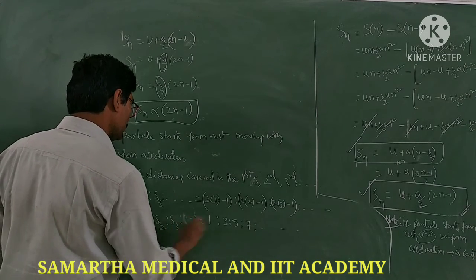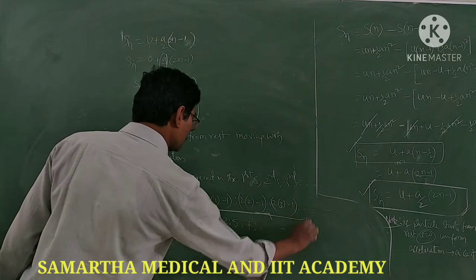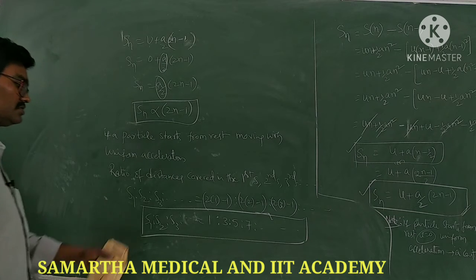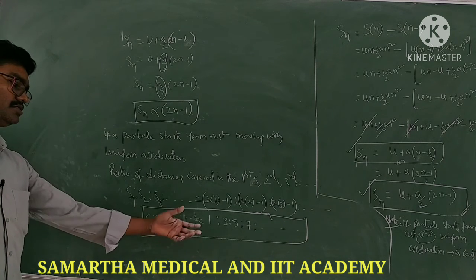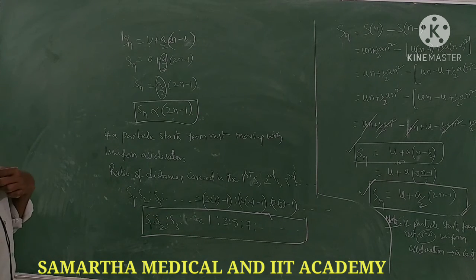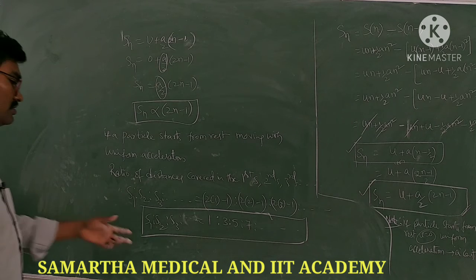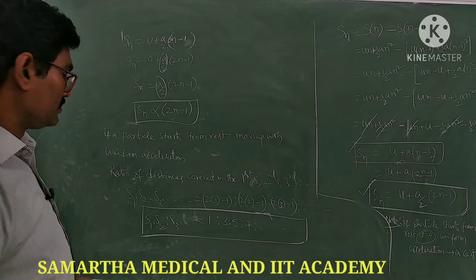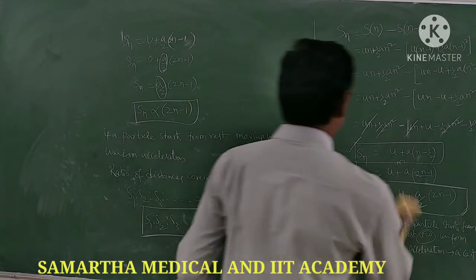So like this, the ratio of distances covered in n seconds, S1 is to S2 is to S3 is to so on, is equal to 1 is to 3 is to 5 is to 7, and so on. Okay, so that is about the ratio of distances covered in the nth seconds, right? Next.